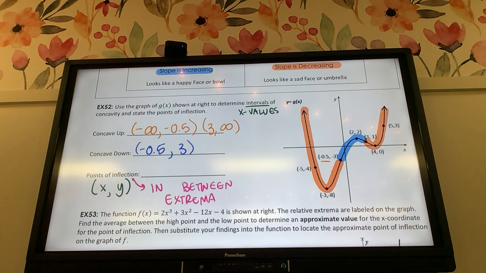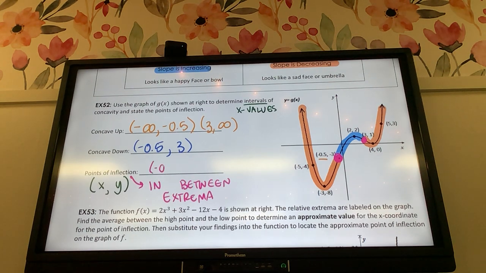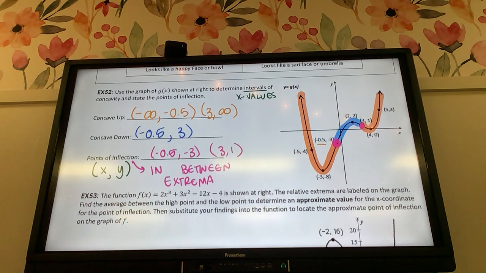And then my points of inflection, those are these guys right here that are in the middle of your max and mins. So points of inflection are in between the max and mins. They'll never be the same thing. All right, so your points of inflection are going to be negative 0.5 comma negative 3 and 3 comma 1. So the whole coordinate points of inflection are x comma y. Concave up and concave down, those are x intervals. So they all look the same because they all look like, with parentheses around them, but they are representing different types of numbers.